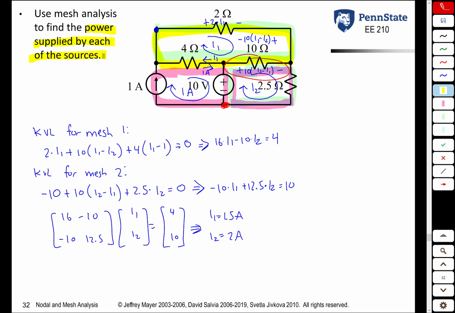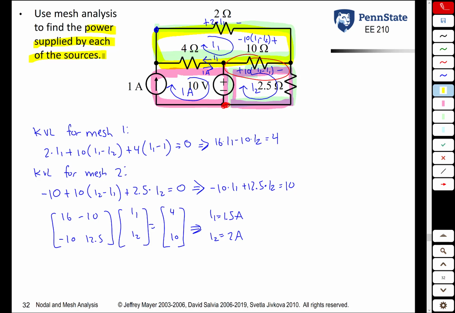So to find the power absorbed or supplied by the 1 amp source, you need to know the voltage across it. If you notice, this pink mesh we have not touched yet as far as doing a KVL equation. And that's because we didn't know the voltage across the 1 amp source. So we couldn't use that to find that current, and plus we knew the current anyway. We knew it was 1 amp. But now that we know all of our currents, we can now do KVL for that bottom left mesh.